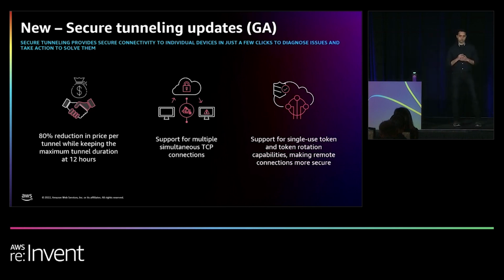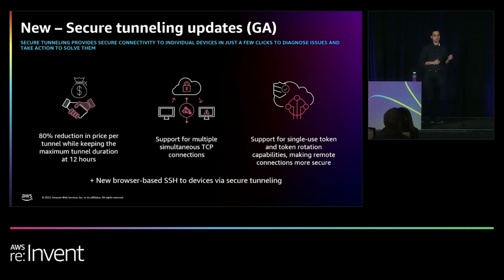Better security with single-use token and token rotation. And last but not least, one of my favorite features is browser-based SSH to these devices. Oftentimes, our customers told us there's effort they have to do to host a set of EC2 instances or other things where the agent is running, where the operator logs in there and then creates the tunnel. Well, right now, we launched this feature where you can just log into the console and right from there, tunnel to the device and diagnose it.